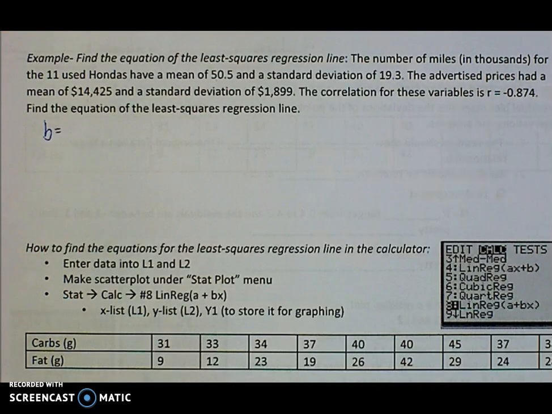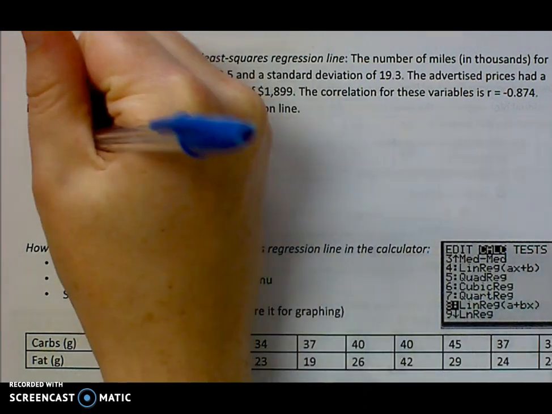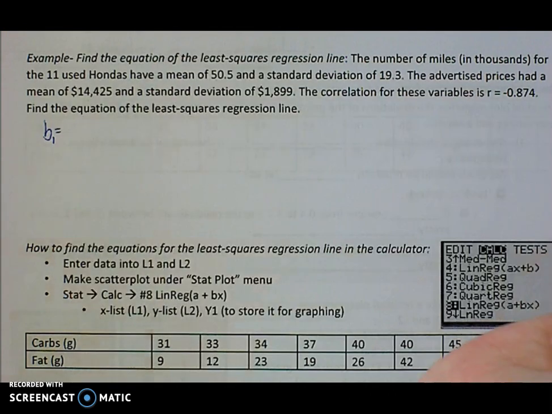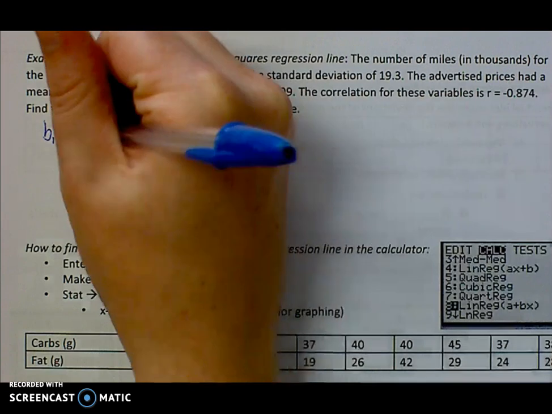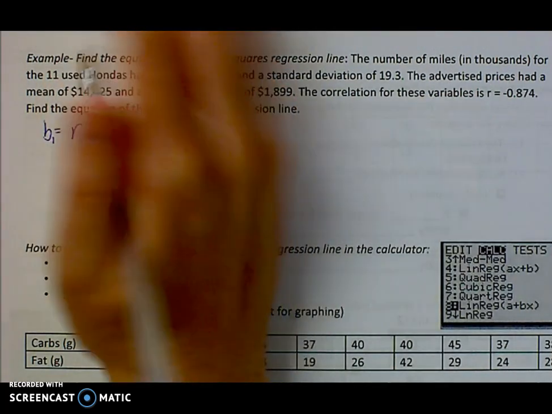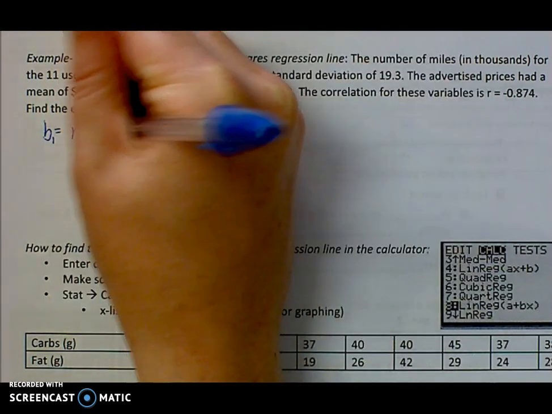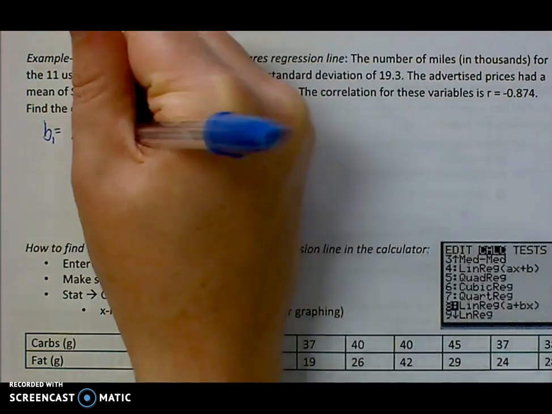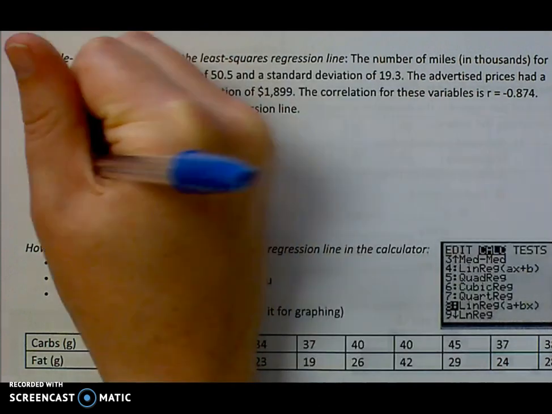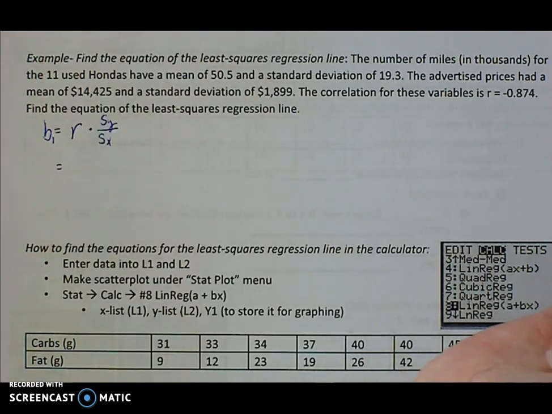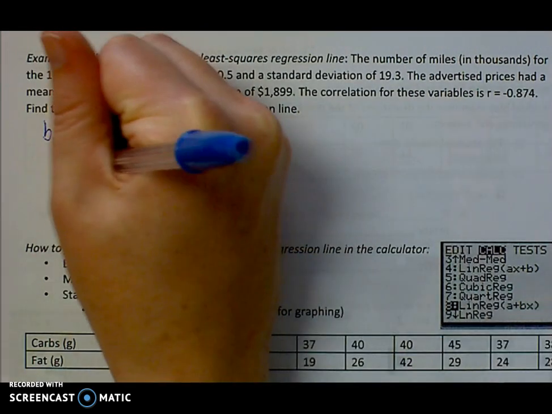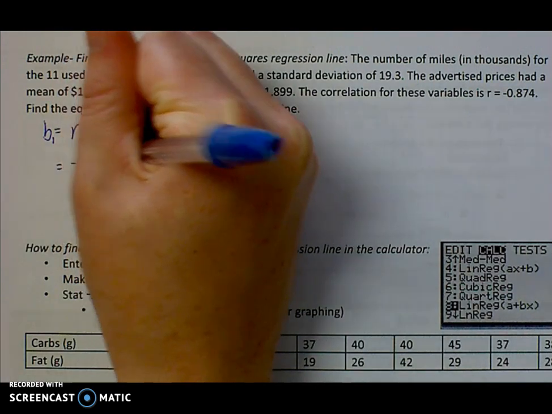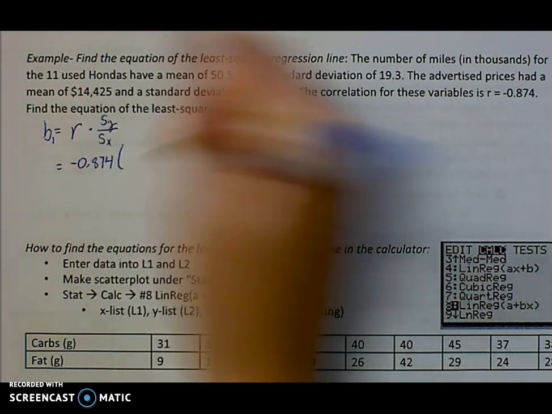We can call it just b. If you want to call it b sub 1, either one is fine. So the formula from our formula sheet is you take r times the standard deviation of your y's divided by the standard deviation of your x's. So all we have to do here is plug and chug. My r was negative 0.874. Standard deviation of the y's.